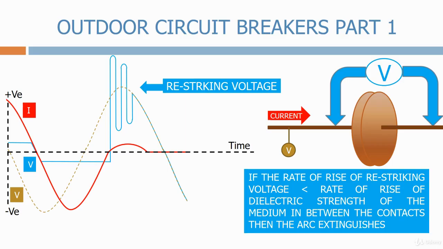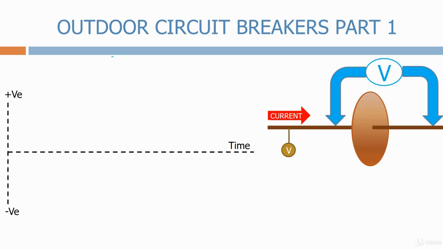If the rate of rise of restriking voltage is less than the rate of rise of dielectric strength of the medium between the contacts, then the arc extinguishes and the circuit breaker successfully switches off the electrical supply. Let's now close the circuit breaker and see what happens if the arc successfully bridges the gap between the contacts.